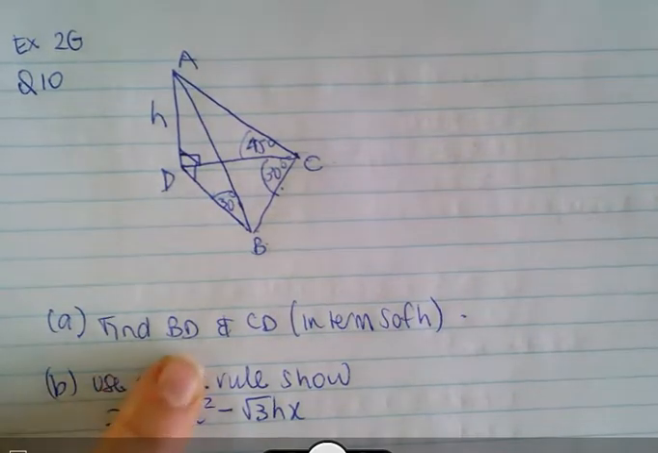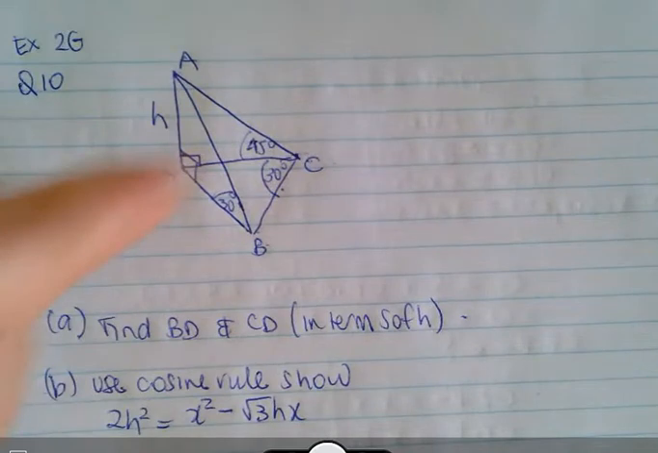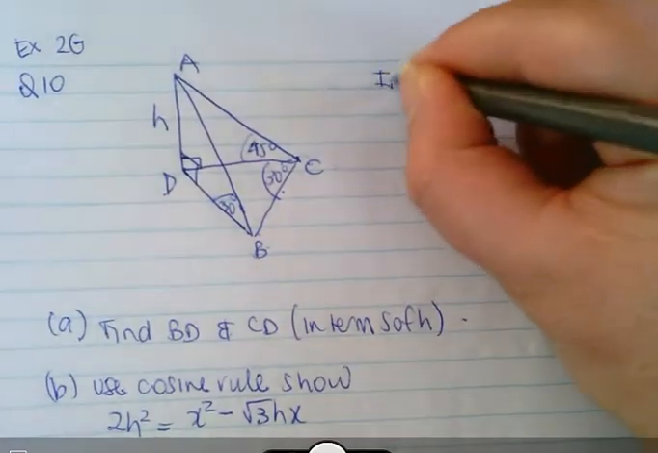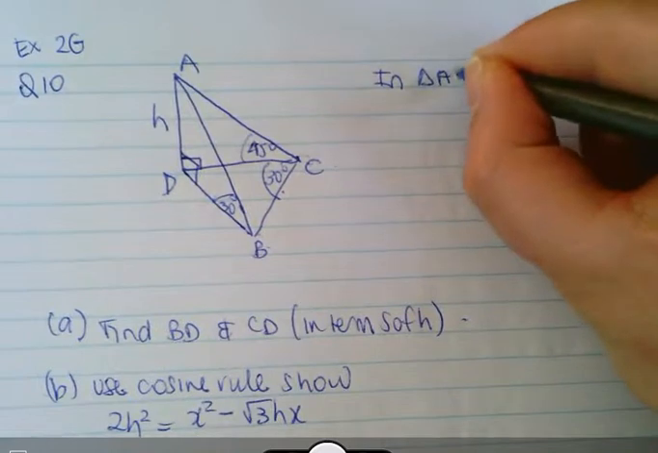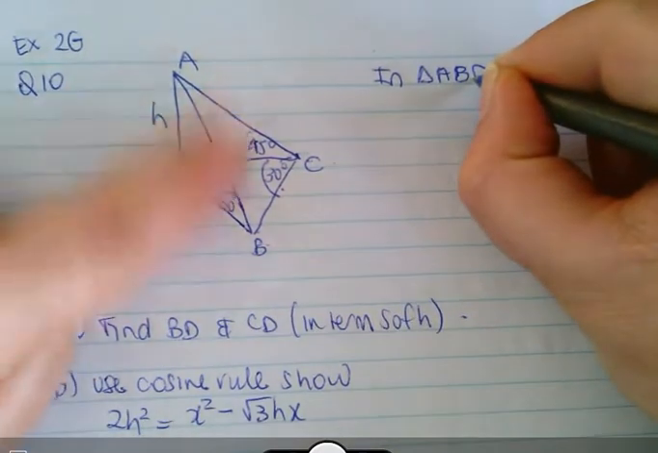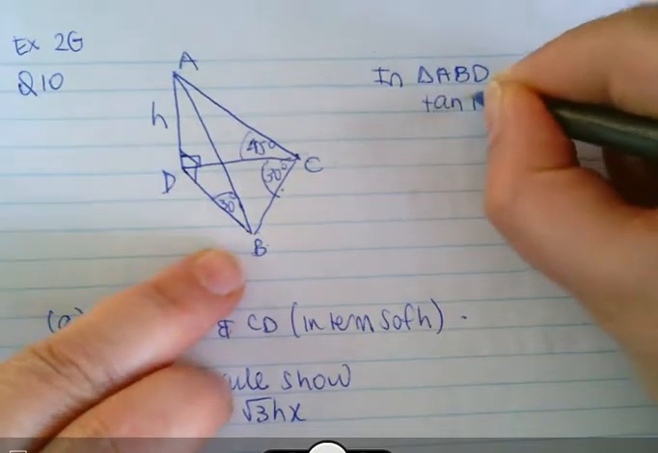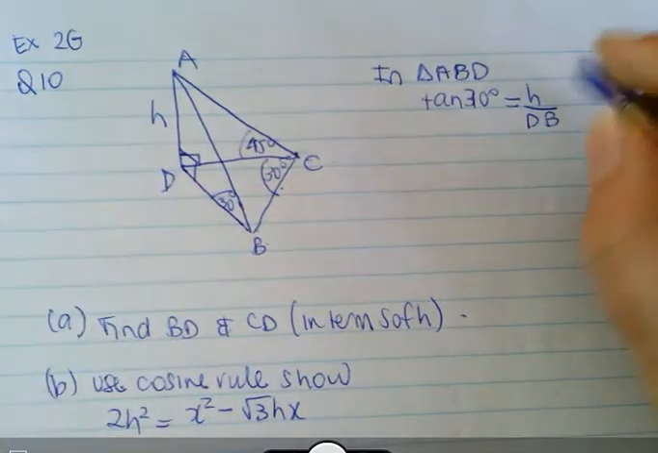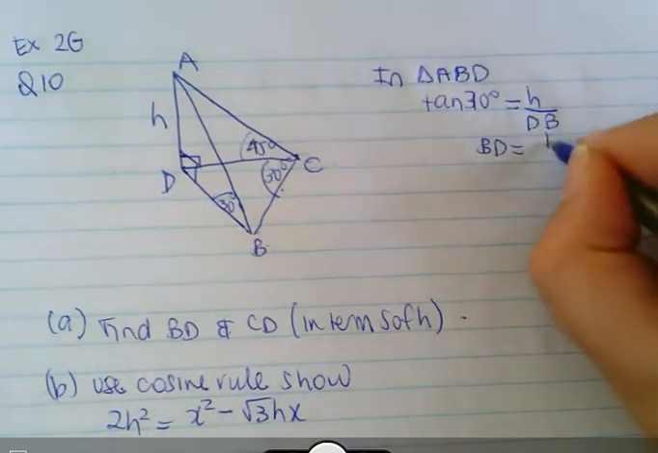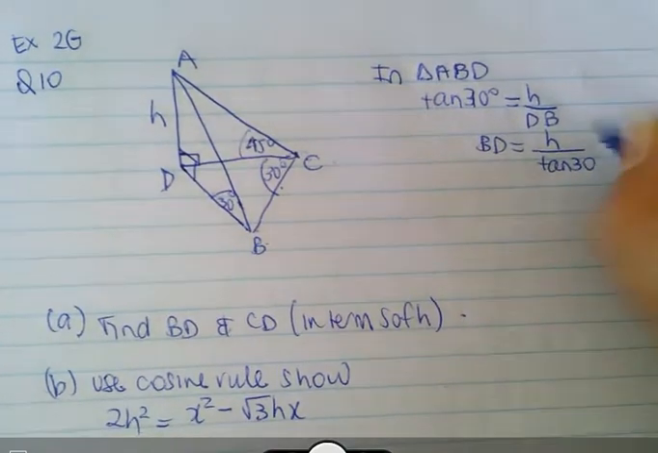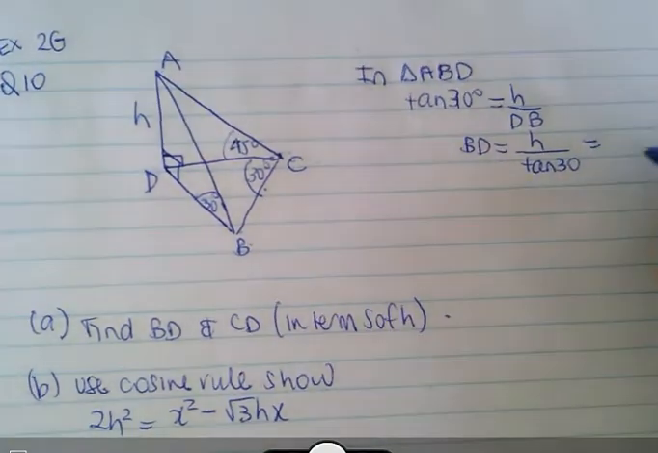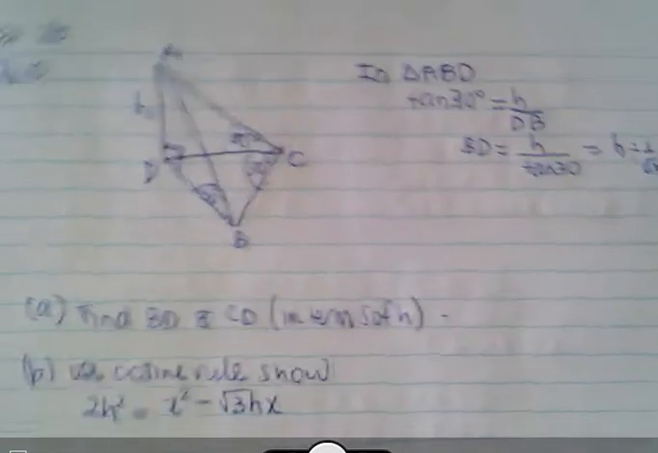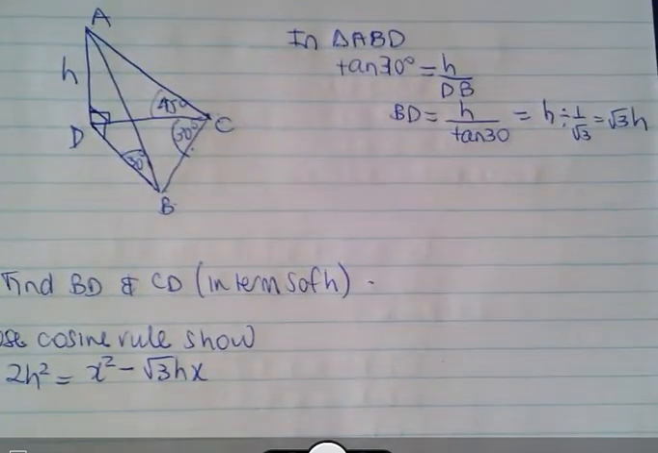Now, the first part of the question says to find the length of BD and CD in terms of H. So we're going to go in triangle ABD. We can do the tan of B, the tan of 30 degrees, equals H over DB, or BD. So BD equals H over tan 30. And what's tan 30? 1 on root 3. So it's H divided by 1 on root 3, which is root 3H. Yeah? Then we have to come up with an expression for CD.